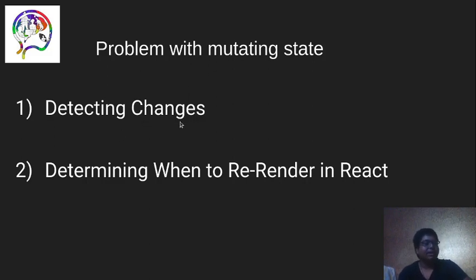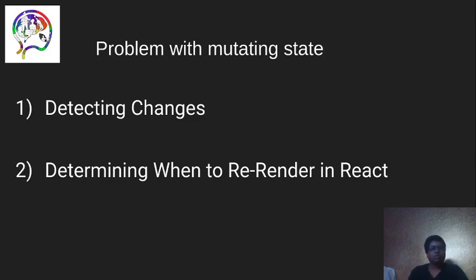Problem number one is detecting changes. As we know, state is very much similar to objects. In a mutated object, it becomes very difficult to detect where that object has changed. In mutable objects, we have to take a previous copy of that object, compare it, and traverse every node of that object tree to determine where it changed. In the case of an immutable object, it is much easier to determine where that change has taken place.